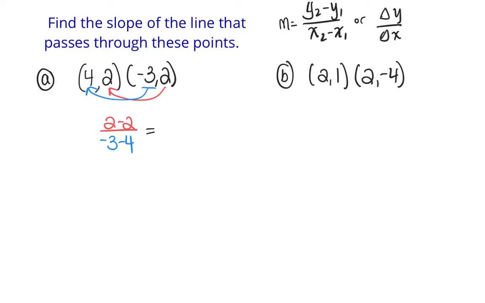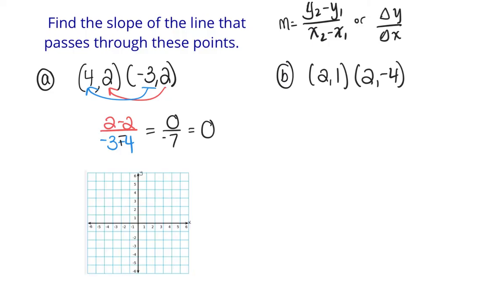And let's see what we get. 2 minus 2 is 0. -3 minus 4 is -7. And so 0 divided by -7 is 0. Is it possible for a line to have a slope of 0? Let's see what that might look like on a graph.